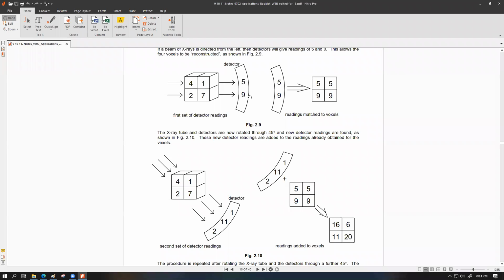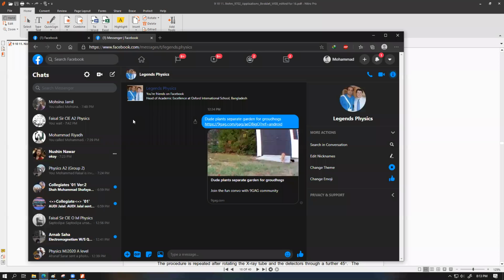Now, if you wonder what this voxel value means, what is this thing? Is this a currency, or what is this thing? The voxel value is basically a measure of how much the tissues absorbed or how much the tissues allowed to pass. I actually forgot what it is. Well, wait, I'll look up this information.